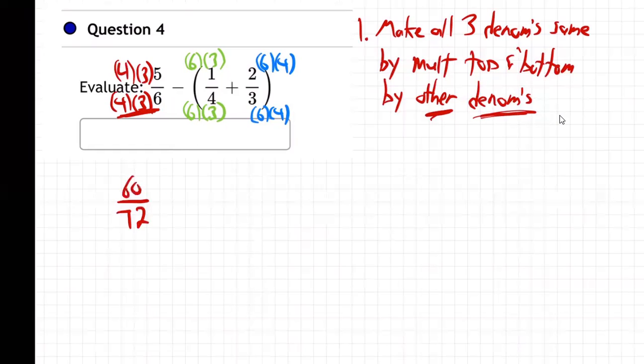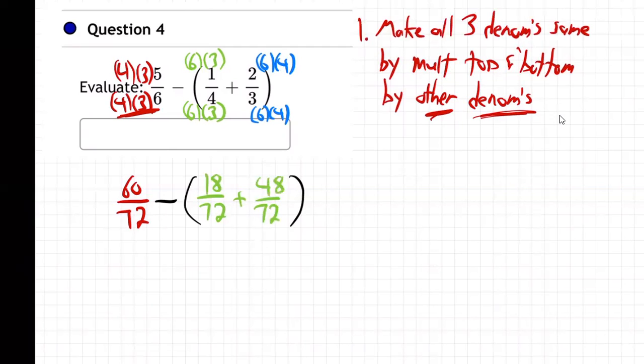Change the color there. And then the next one, they're all going to be 72. Like that. And then this is going to be 18, and this is going to be 48.